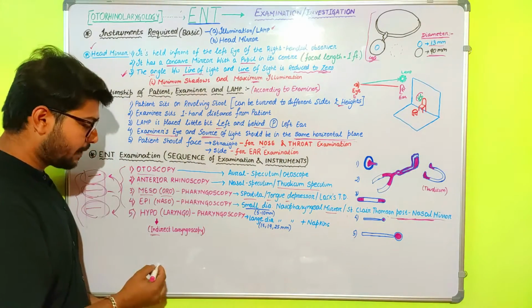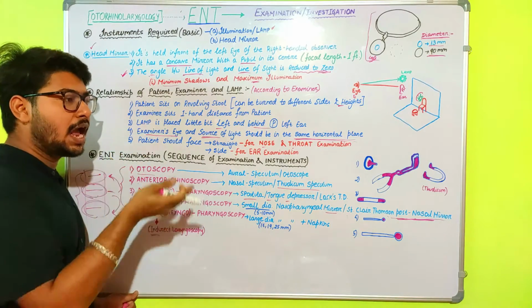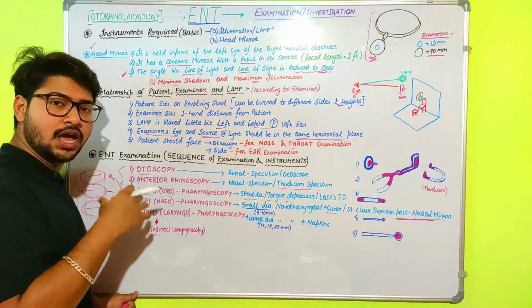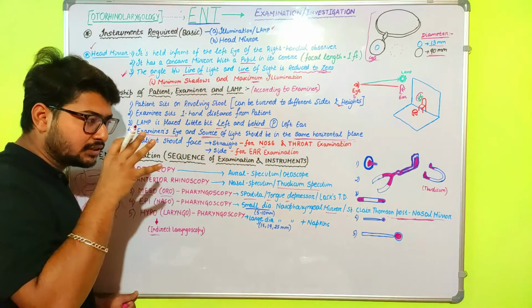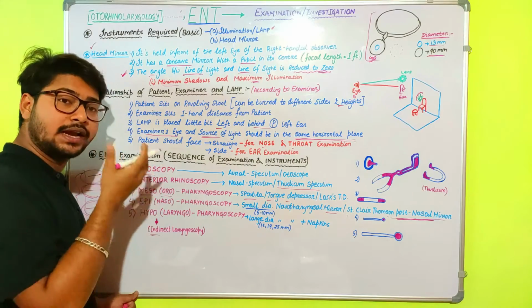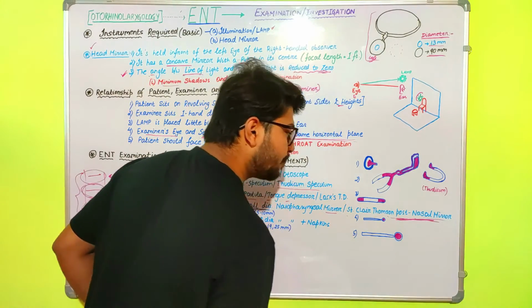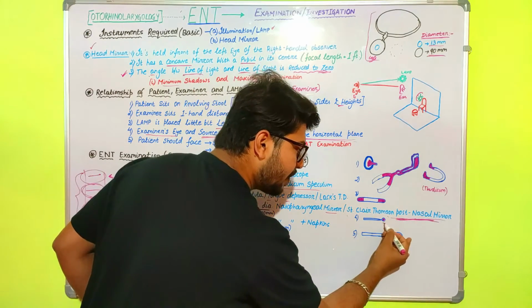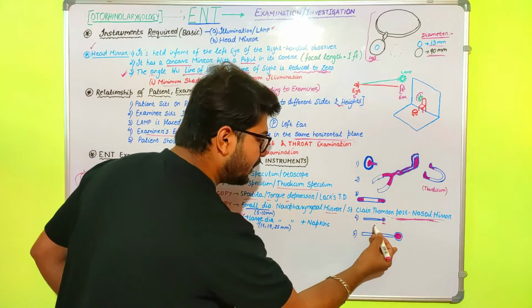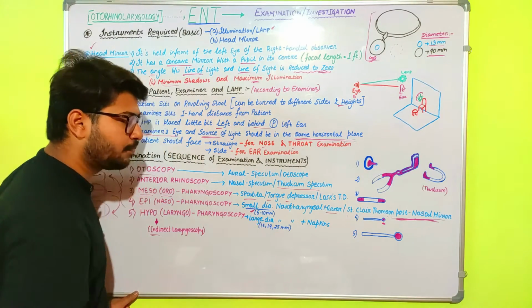Post-nasal mirror means behind the nose. This is the anterior aperture, and the posterior aperture of the nose contains the choanae. So for examination of the posterior view in nasopharyngoscopy, we require a posterior nasal mirror, and its diameter is very small. And what is its diameter? Its diameter is around 5 to 10 millimeter.